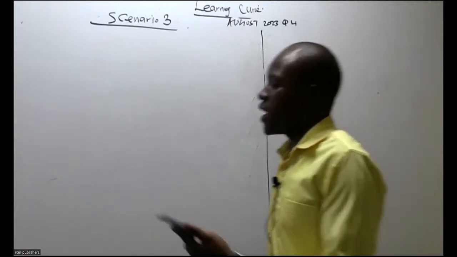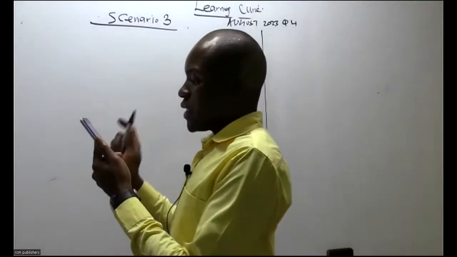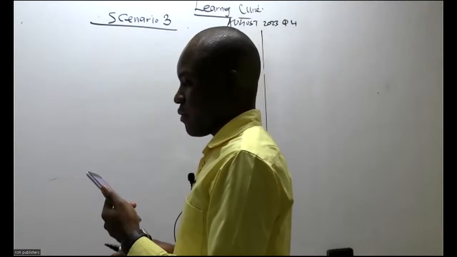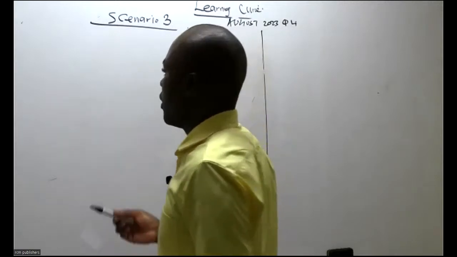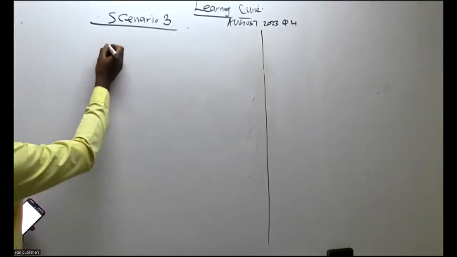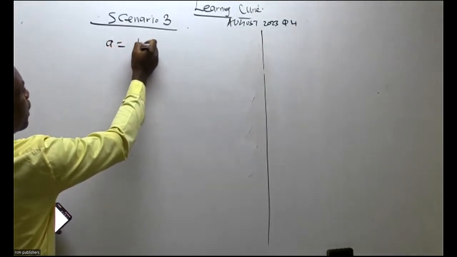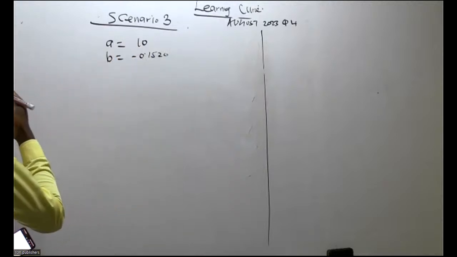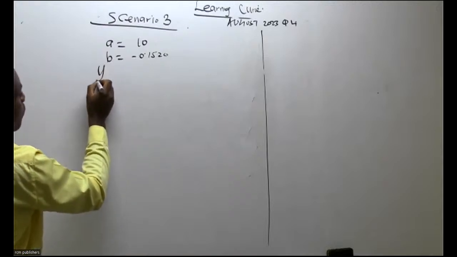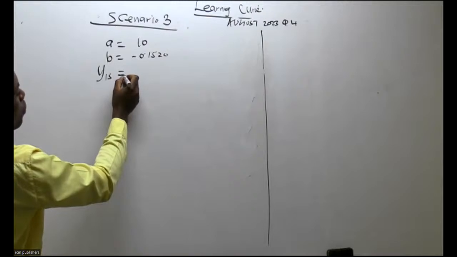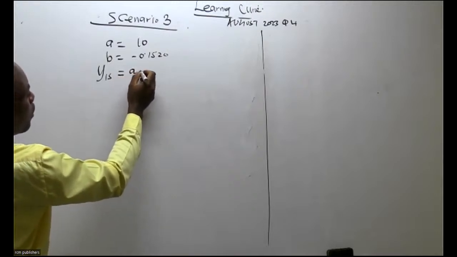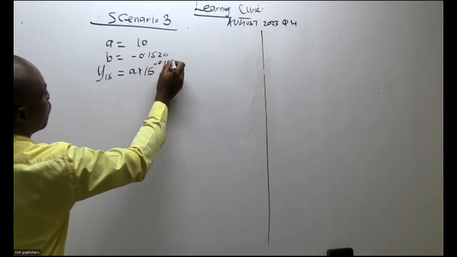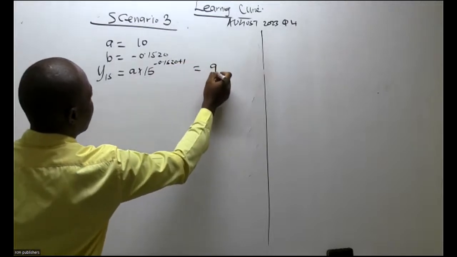So let's come to scenario number 3. What are they doing? To assemble and deliver 13 buses without overtime and deliver 2 buses later. Sasa hapa kuna overtime. They want to deliver 13 buses. Our A is equal to 10. Our B is equal to negative 0.1520. Then our Y at X = 15 is equal to A times X, which is 15, raised power negative 0.1520 plus 1. This one was giving us 99 days.